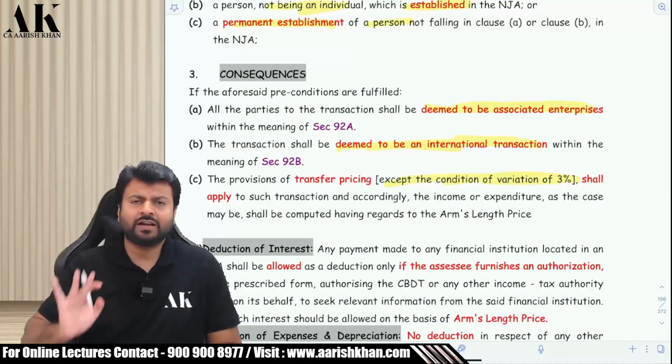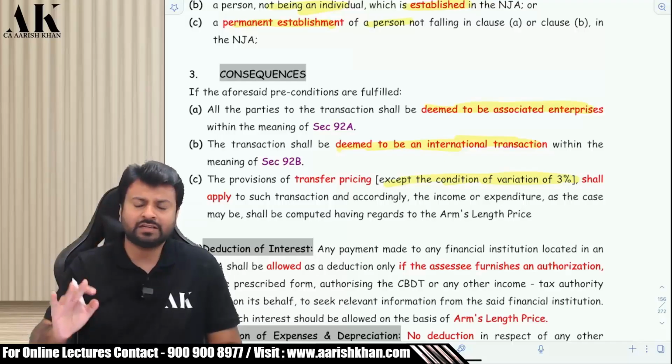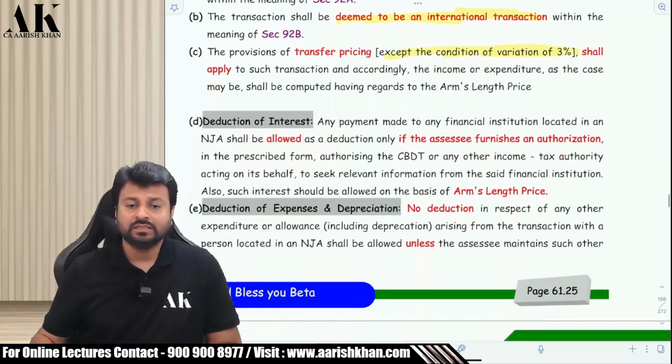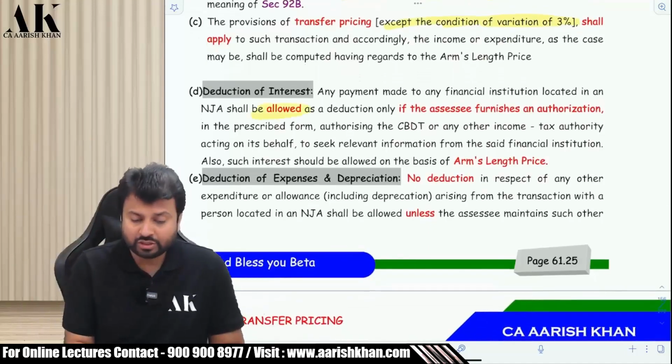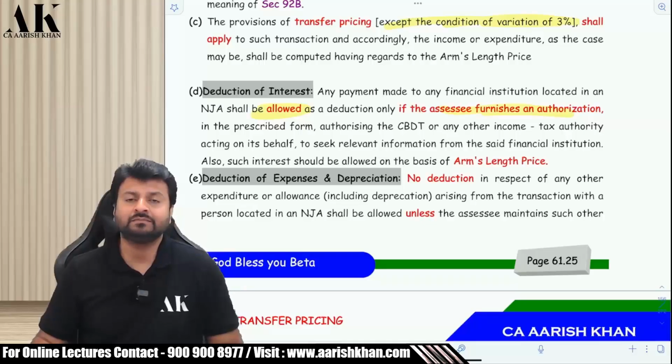All the provisions of transfer pricing shall apply. You have to compute the arm's length price. The transaction is deemed to be an international transaction. The persons are deemed to be associate enterprises. Now, if you are making any payment of interest to them, that will be allowed as deduction only if you allow CBDT to take some information from that particular financial institution which is there in NJA. Otherwise, you are not going to get the deduction of interest also.